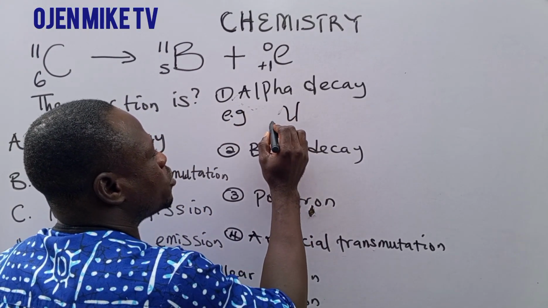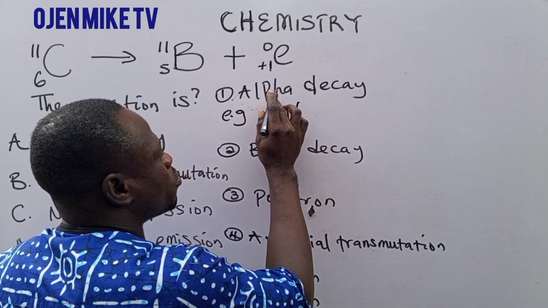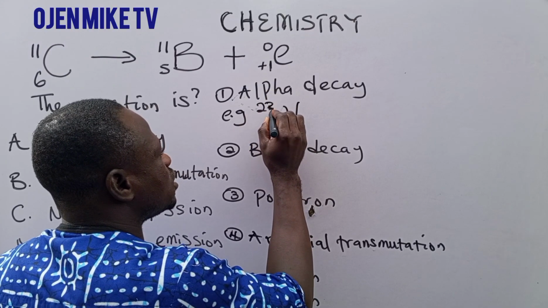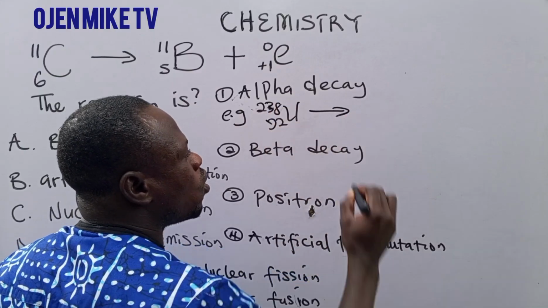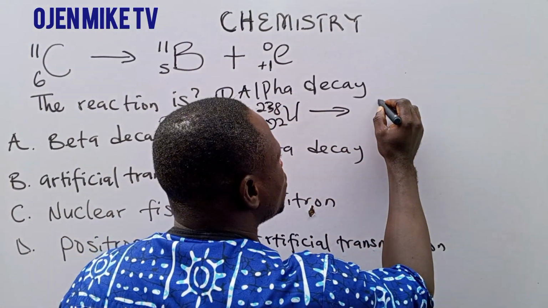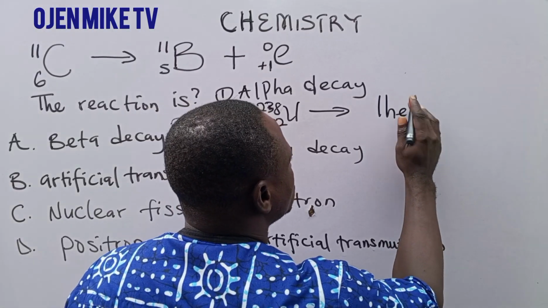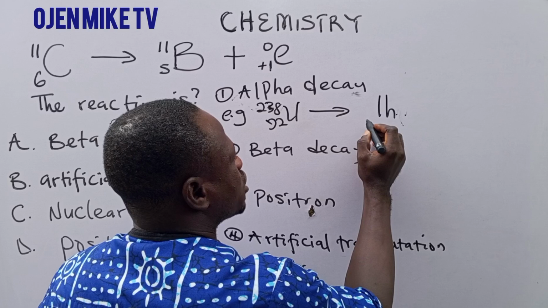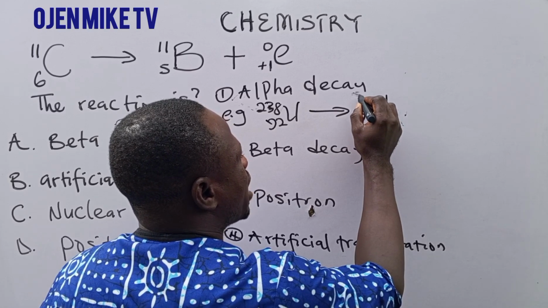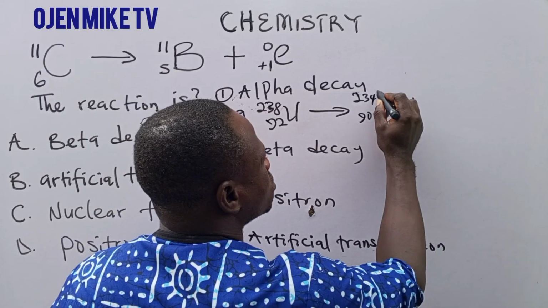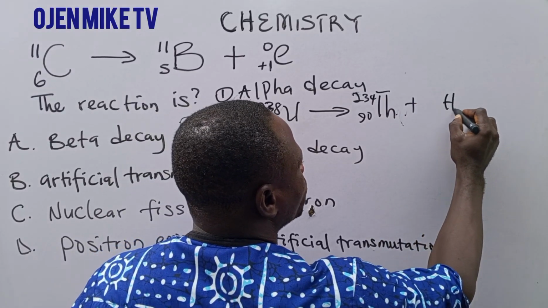Uranium has atomic number 92 and mass number 238. It will emit an alpha particle, which is helium, to give you thorium. Thorium with atomic number 90 and mass number 234, plus a helium particle.